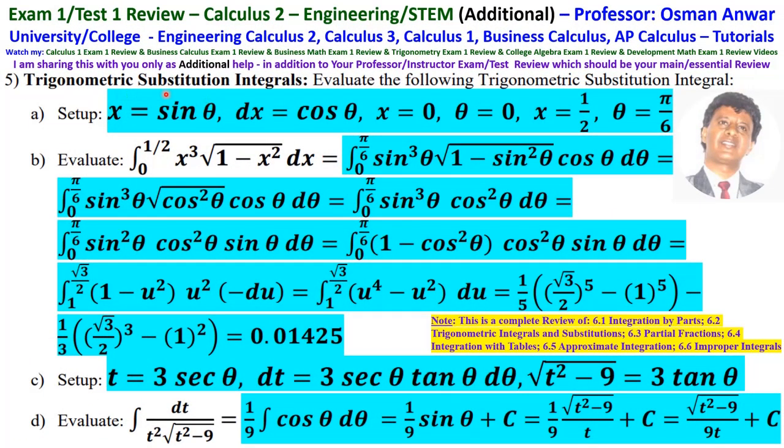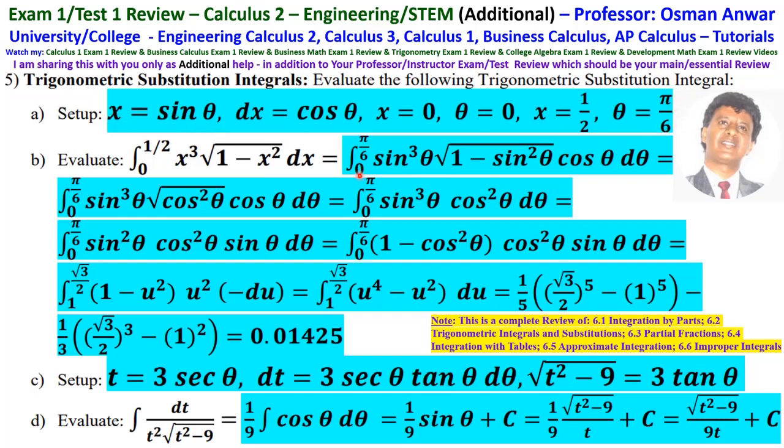Number 5 is a trig substitution integral. We're going to integrate x cubed square root of 1 minus x squared dx from 0 to half. We're going to call x equal to sine theta, then dx is cosine theta d theta. When x is 0, theta is sine inverse of 0, which is 0. When x is half, theta is sine inverse of half, which is pi over 6.